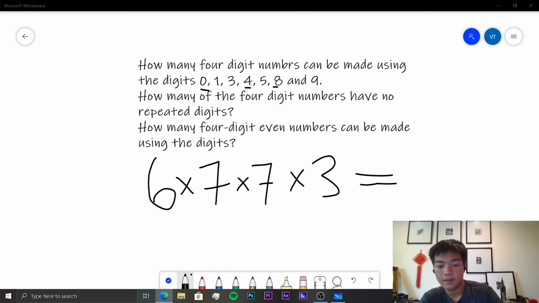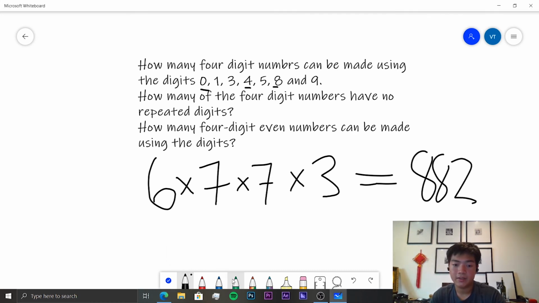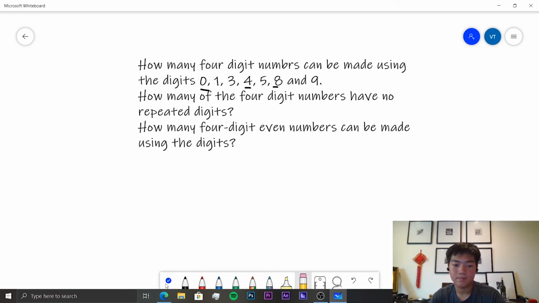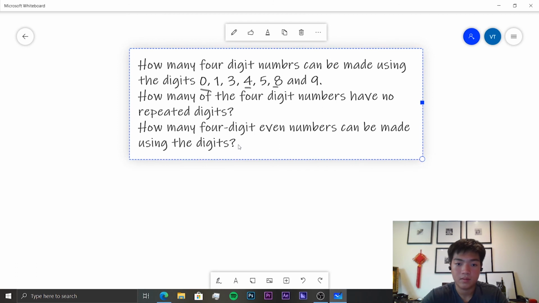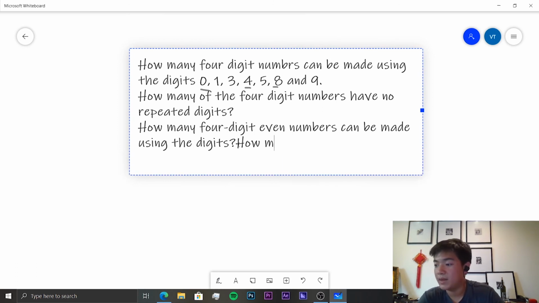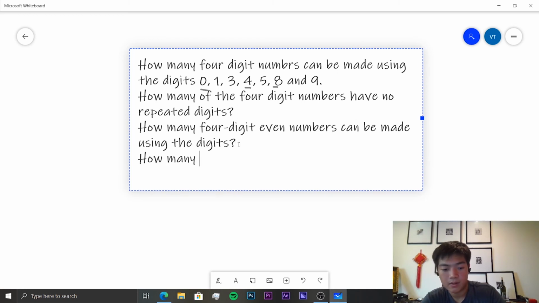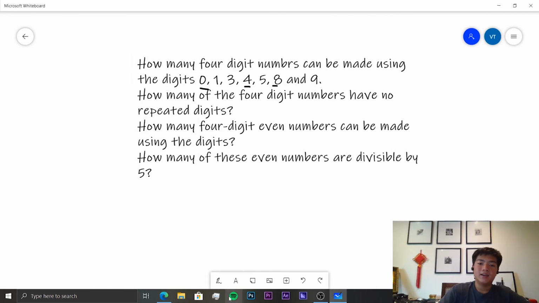So that would be 882. And so that would be our answer. And let's move on to the final question, which is how many of these even numbers are divisible by 5? And the thing is, of the even numbers, the only even number divisible by 5 has to end in a 0. So this is pretty simple.